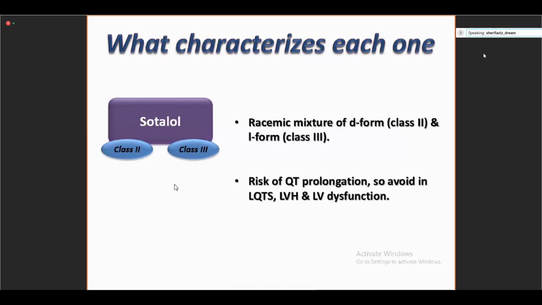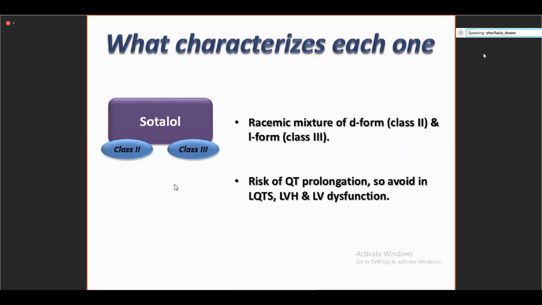But the problem is that it has a risk of QT prolongation, so avoid it in long QT syndrome, avoid it in LVH, and avoid it in LV dysfunction. It can be used in ischemic heart disease, but in other diseases it is contraindicated. In the recent classification by the ATHENA, it classified sotalol as just class 3. So sotalol is not an ordinary beta blocker. It is a class 3 antiarrhythmic which still has beta blockade effect.